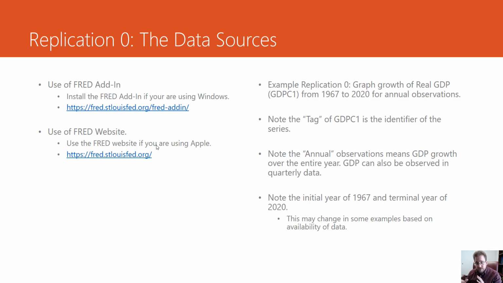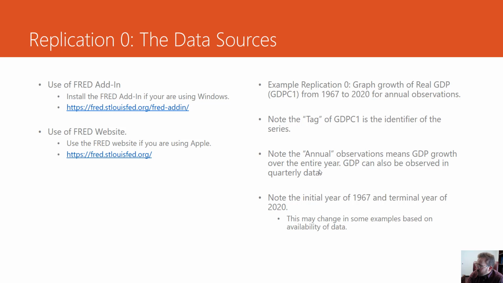So for the homeworks for my class, I usually give them replications where they're supposed to create a graph. And for this one in particular, we're going to look at the real GDP, the real output growth of the U.S. economy from 1967 to 2020. And we'll construct that using the specific tag in the St. Louis Fed to bring in that data.